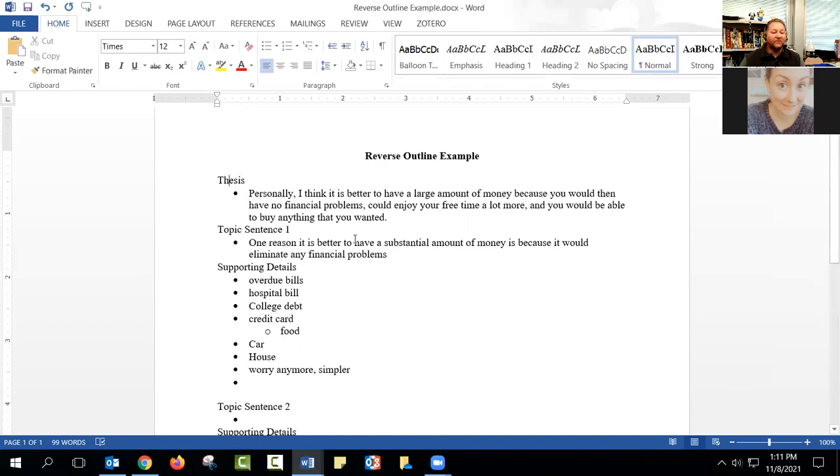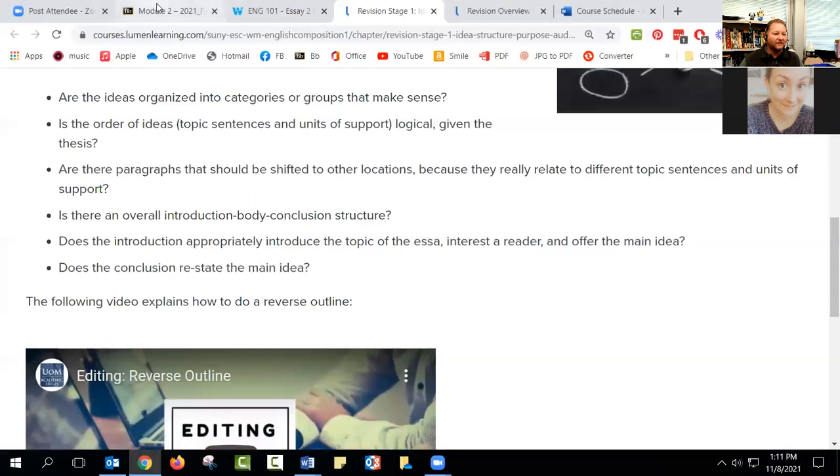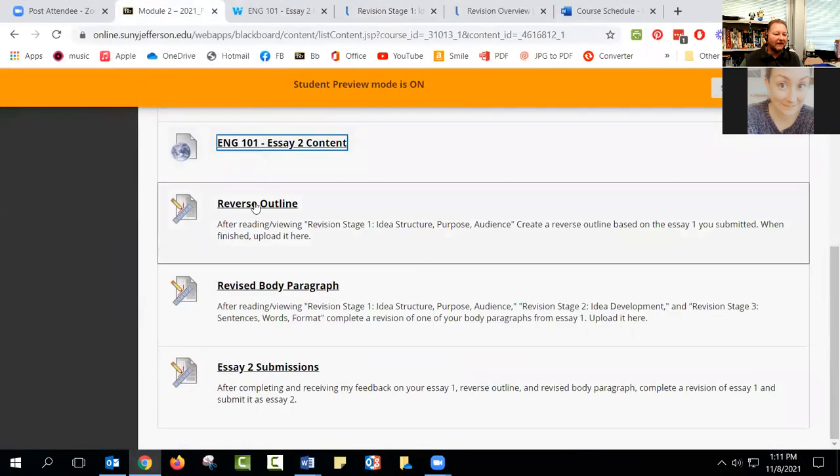So this, again, it's a really, really good way to revise. It's going to help make things much clearer for you, the writer. And it makes it easier to not have to rely on a peer review or something like that. Right. This I'll post after class. I'll probably put it right here above reverse outline, or I'll make it a link embedded right here in the assignment directions for the reverse outline.